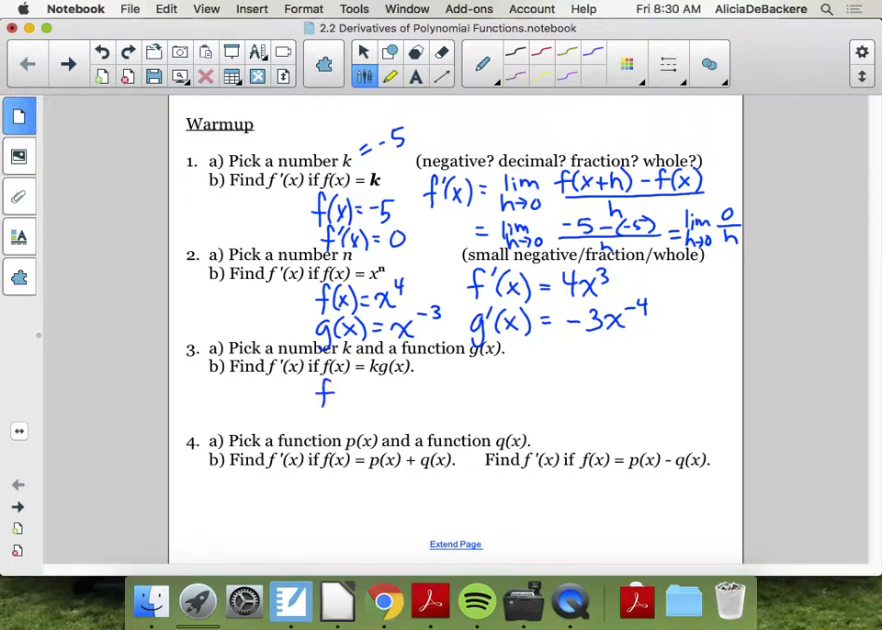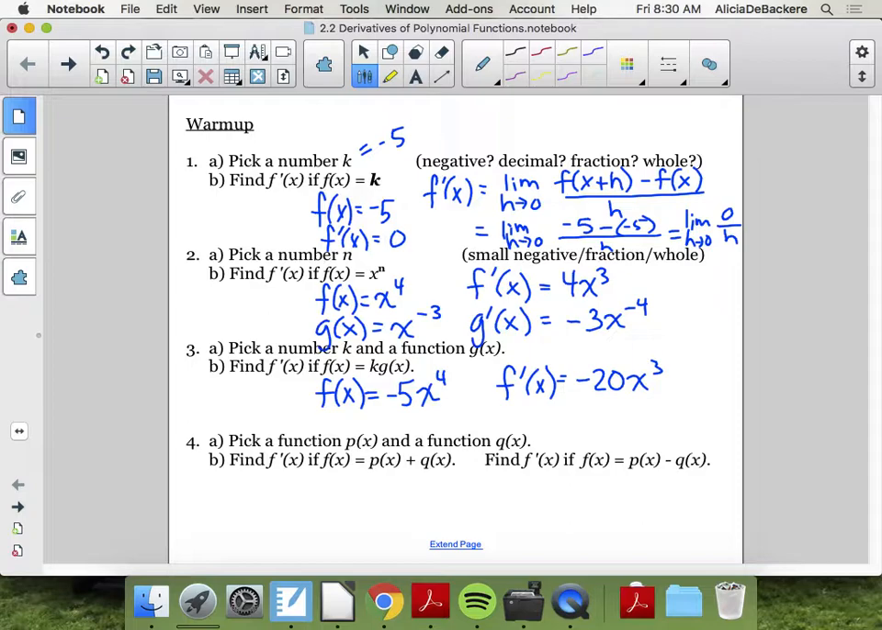In number 3, you're picking a coefficient as well as a function g at x. So perhaps you chose one of the functions that we'd already looked at. So maybe I'm using x to the power of 4 again, and then I'm just picking some coefficient. So maybe I'll pick my -5 like I did in question 1. When you find the derivative of this, again, you're looking at using your limit formula, and what you should find here is that your derivative comes out to -20x cubed.